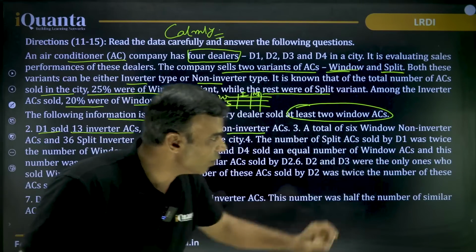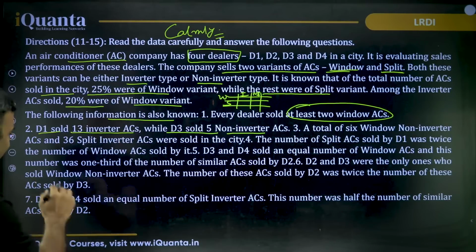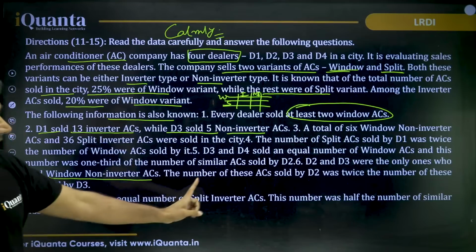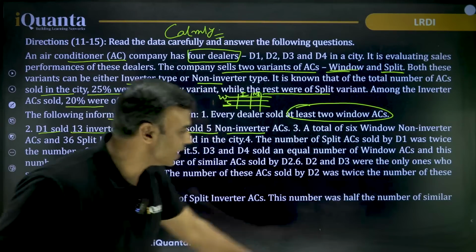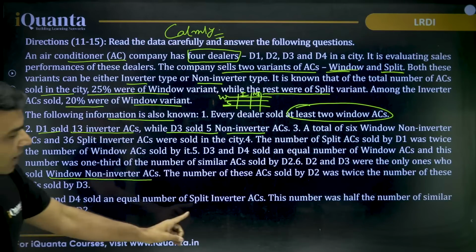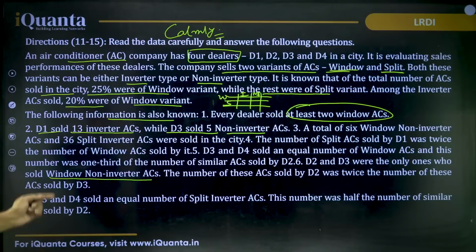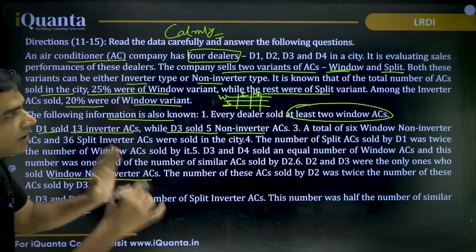D2 and D3 were the only ones who sold window non-inverter ACs, right? The number of these ACs sold by D2 was twice the number of these ACs sold by D3. D3 and D4 sold an equal number of split inverter ACs. This number was half the number of similar ACs sold by D2. Right? So quite a lot of information. Now let's try to put it in a table.